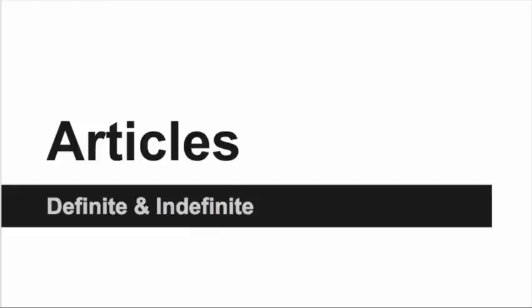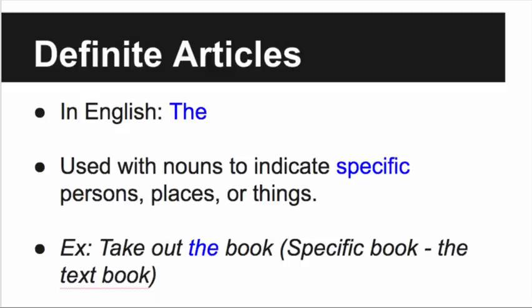Today you're going to learn about articles, specifically definite and indefinite articles. Now, let's start with definite articles. In English, we have one definite article, the. We use it with nouns to indicate specific persons, places, or things.